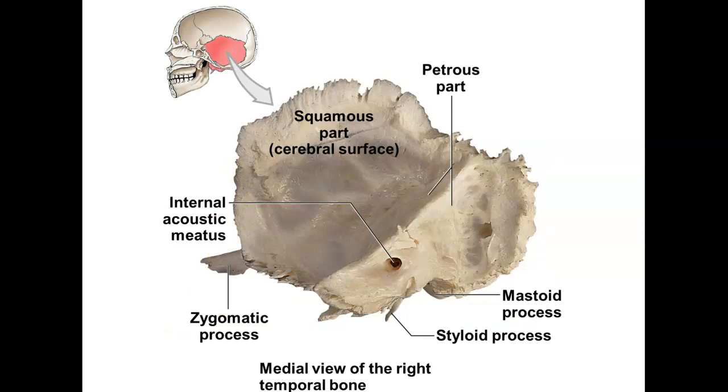Looking inside there, this is going to be the temporal bone from the inside. You have a squamous part, an internal acoustic meatus. You see how it's coming in. You see the zygomatic process. You also see the mastoid, which is the rounded process, and the styloid, which is the more pointy process.